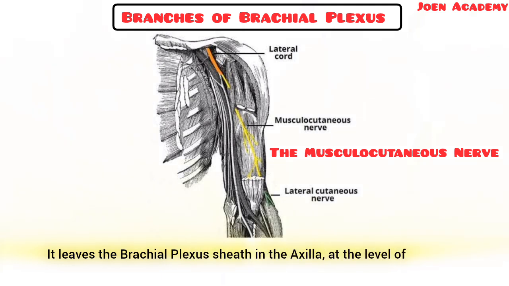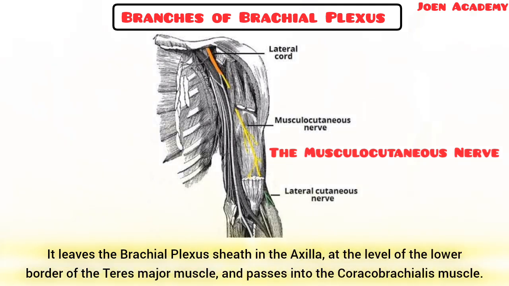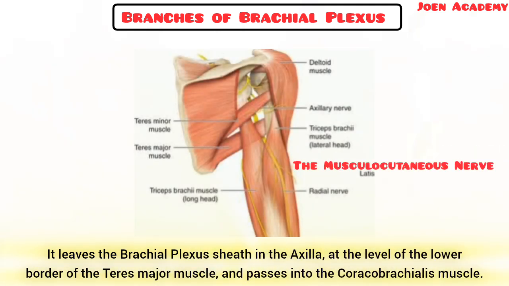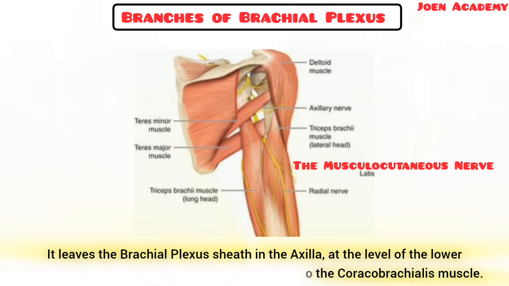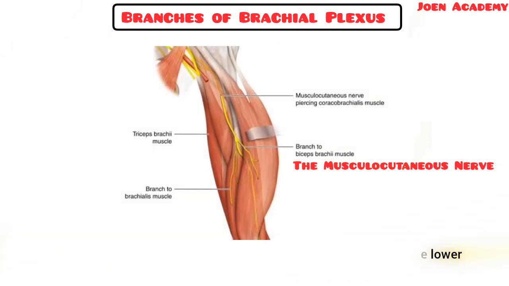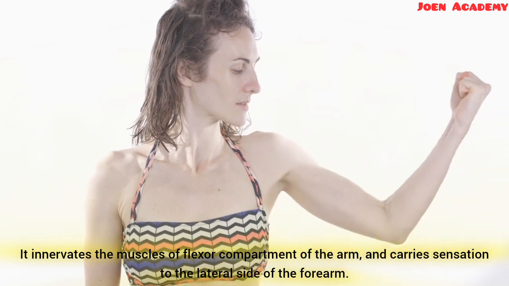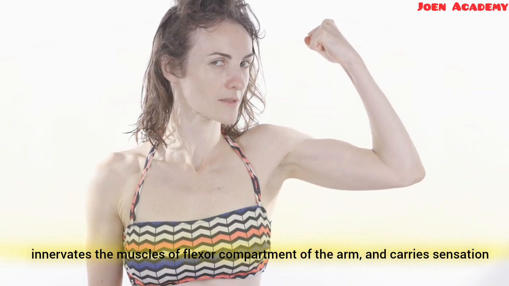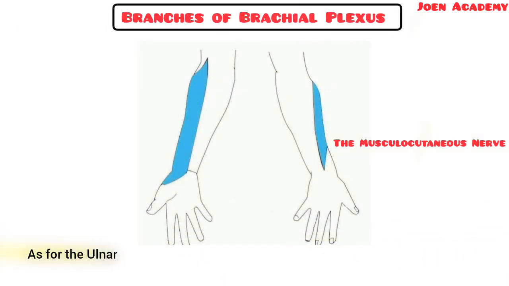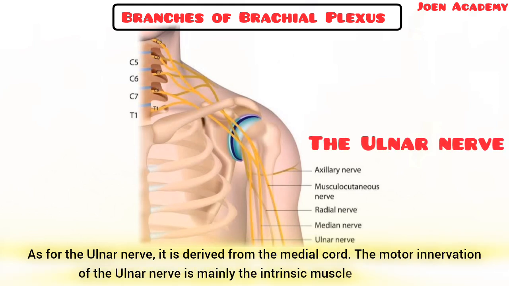It leaves the brachial plexus sheath in the axilla at the level of the lower border of the teres major muscle and passes into the coracobrachialis muscle. It innervates the muscles of the flexor compartment of the arm and carries sensation to the lateral side of the forearm. As for the ulnar nerve, it is derived from the medial cord.